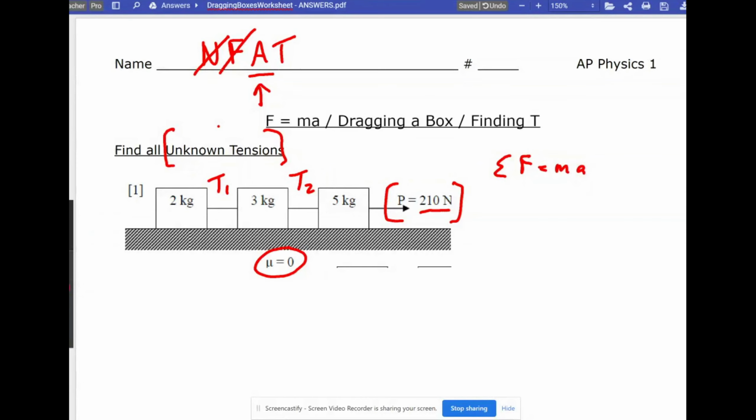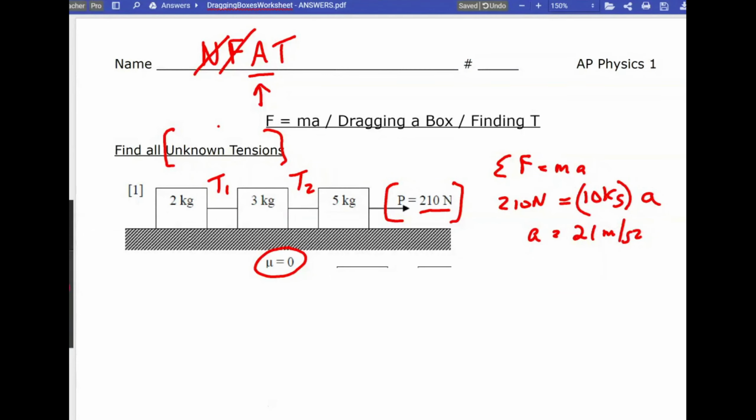Let's just look at this 210 Newton force and always ask ourselves, what is it accelerating? Well, it's accelerating three bodies whose mass is 10 kilograms. And what would the acceleration be? 21 meters per second squared. And that's simple. Now, why did I get that? Because now I could find the tension T1 and T2. I want you to recognize that all three bodies will have the same acceleration, 21 meters per second squared.